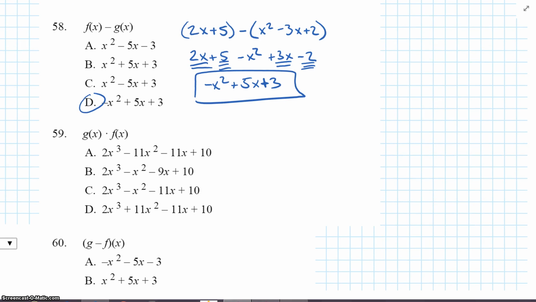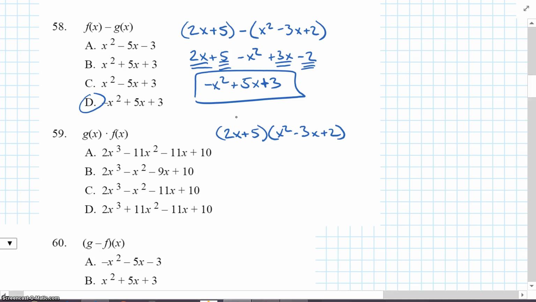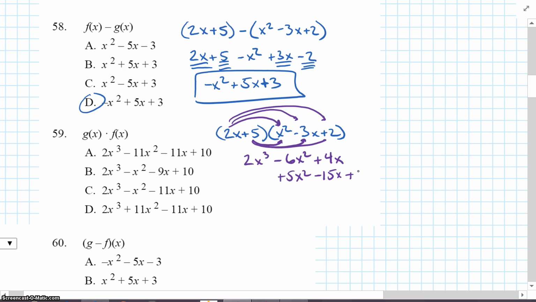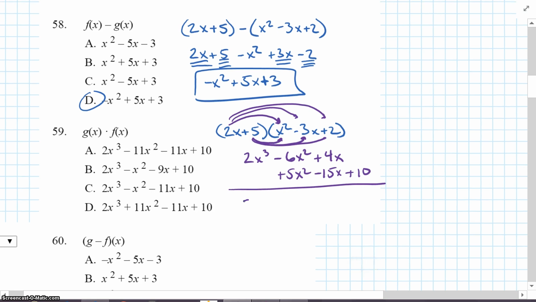Okay, now the g of x times the f of x. So I have 2x plus 5 times x squared minus 3x plus 2. So we've got to do a little bit of distribution, no big deal. 2x times x squared is 2x cubed. 2x times negative 3x would be negative 6x squared. 2x times 2 would be plus 4x. Okay, 5 times x squared would be positive 5x squared. 5 times negative 3x would be negative 15x. 5 times 2 would be 10. Sum them up together. 2x cubed minus x squared minus 11x plus 10. So it looks like the answer would be C.